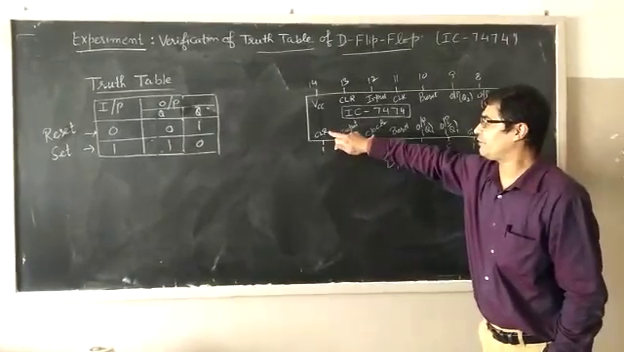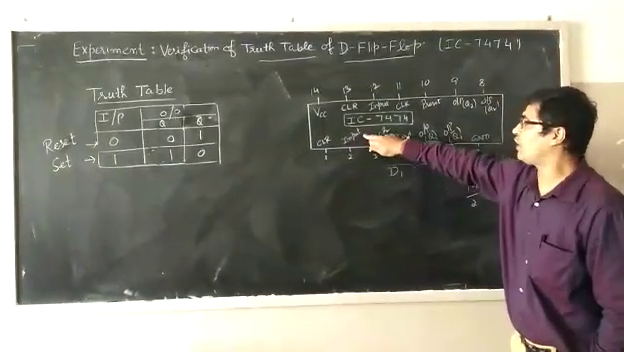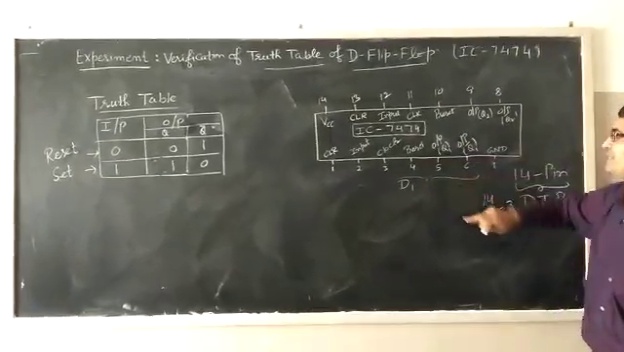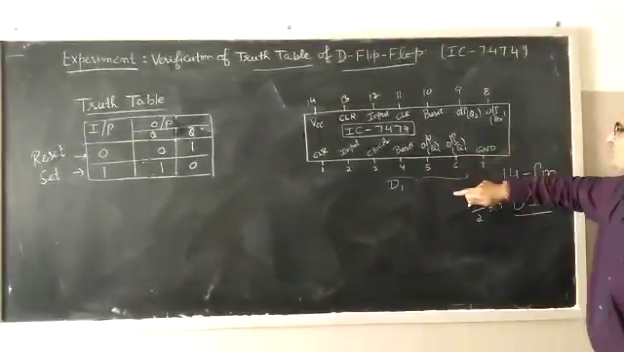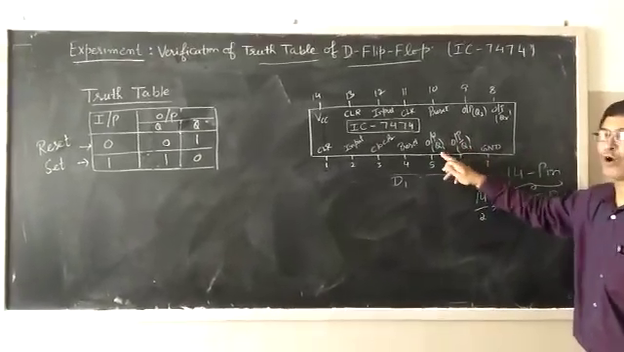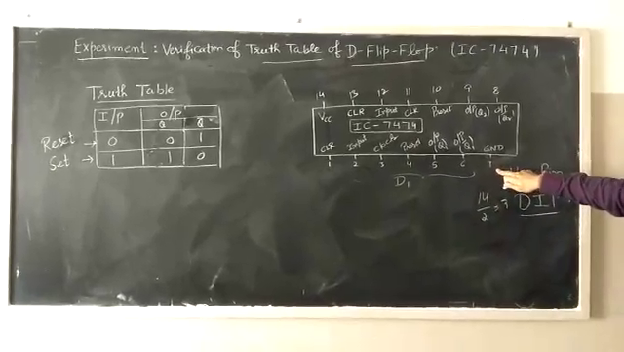So at 1, you have to apply the clear, at 2 you have to apply the input, at 3 you have to apply the clock, at 4 you have to apply the preset, at 5 you have to apply the output, at 6 you have to apply the output. But the difference between these two is that they are the complement of each other. 7th is for the ground.